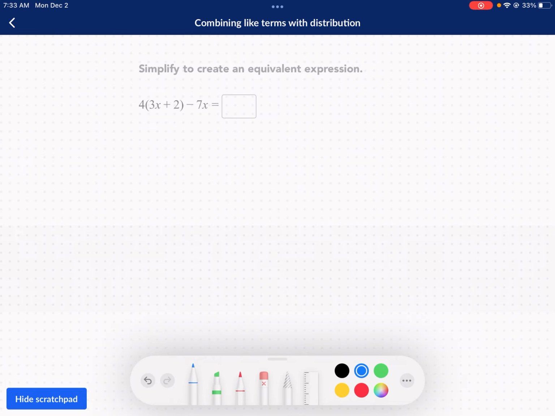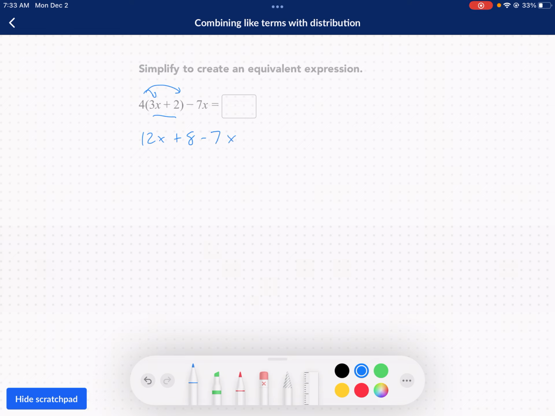Okay, so now I'm on to the next one. Okay, there's nothing to do inside the parentheses. I can't subtract by 7x, though, until I'm done with the distribution. Order of operations dictates that I have to do parentheses, multiplication, and then subtraction. So I'm going to distribute first, which is a process of multiplication, and I get 12x plus 8 minus 7x.